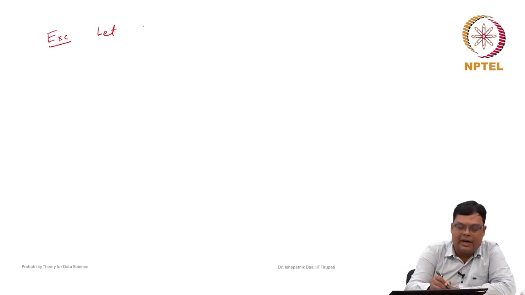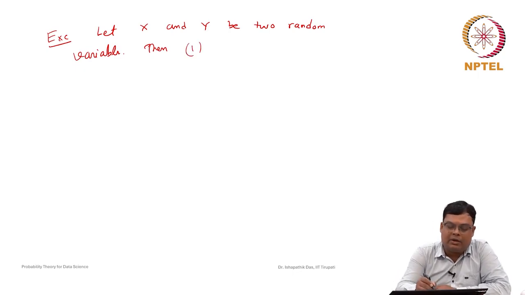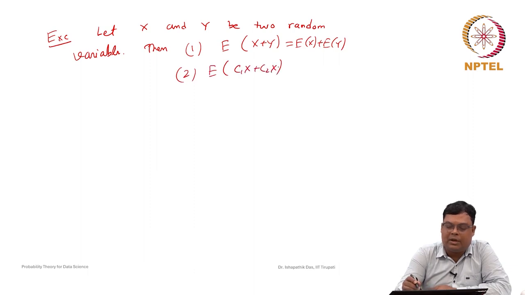So, suppose x and y are two random variables, and you can consider both discrete random variables or both continuous random variables. Then you can show that the expected value of x plus y is equal to the expected value of x plus the expected value of y, and let us write it this way: the expected value of a x plus b y is equal to a into expected value of x plus b into expected value of y. So, it is like a linear transformation.